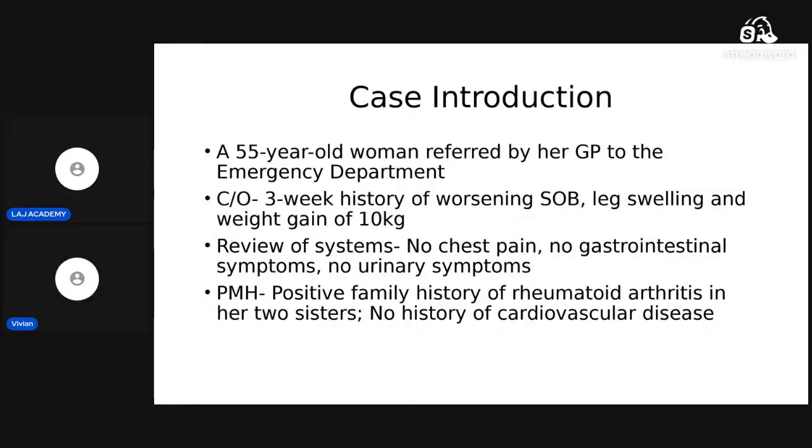Sorry, there's a lag I'm hearing and it's affecting the presentation.